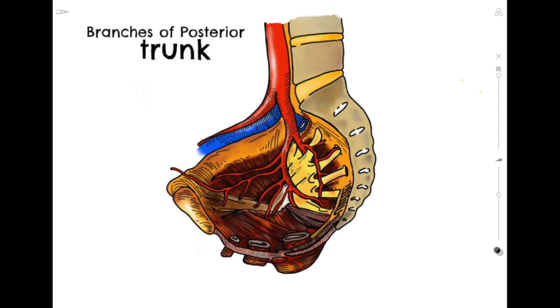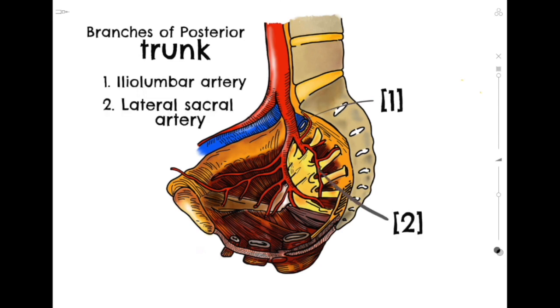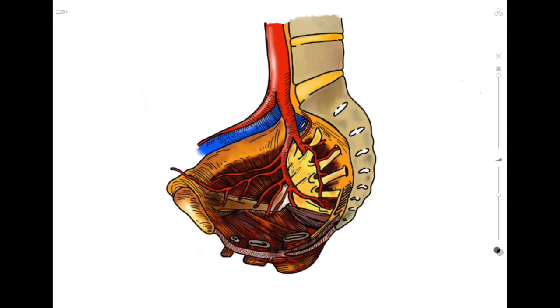Now the branches of the posterior trunk are quite straightforward. They essentially go to bone and soft tissue. Number one is going to be the iliolumbar artery, and that ascends out of the pelvic cavity and supplies muscle like the posterior abdominal wall and also the quadratus lumborum muscle. Number two, the lateral sacral artery dives into the foramina of the sacrum and supplies bone and soft tissues. So neither of these branches from the posterior trunk supply viscera.